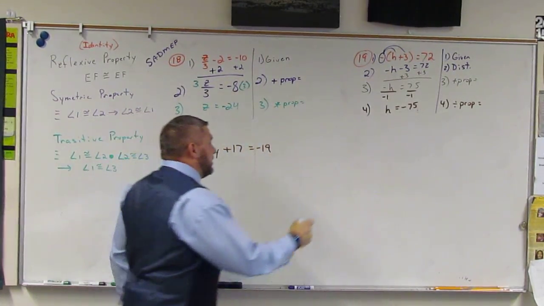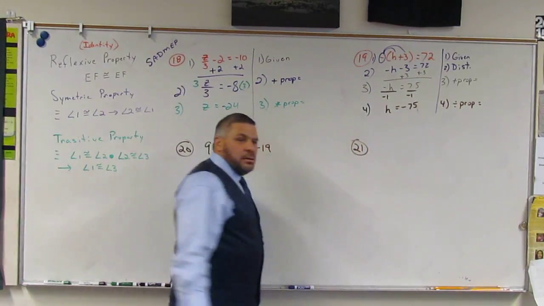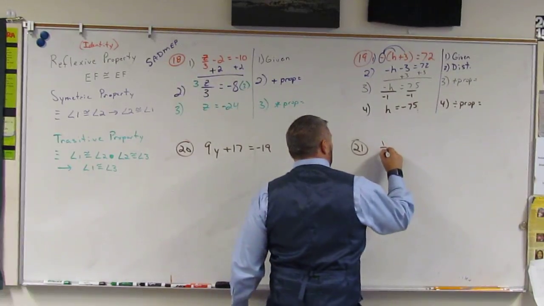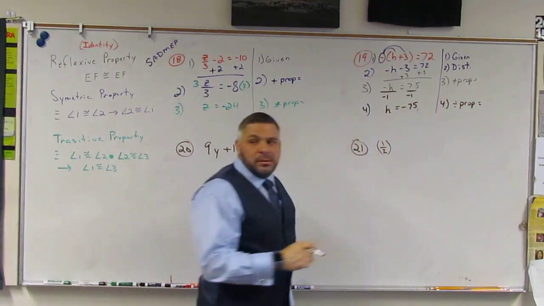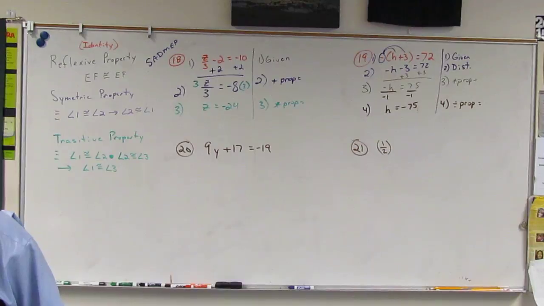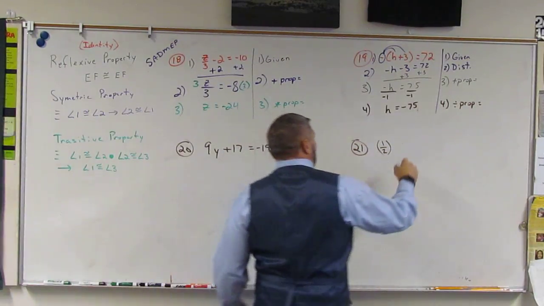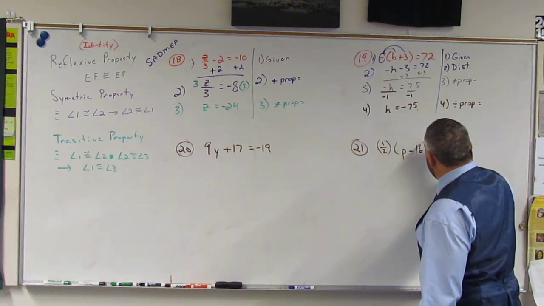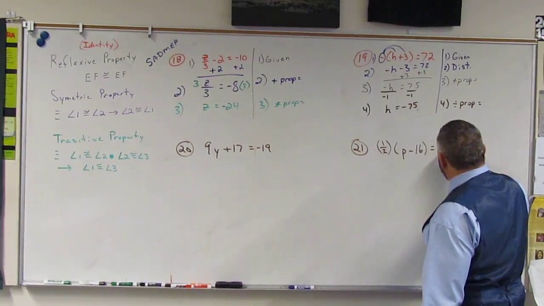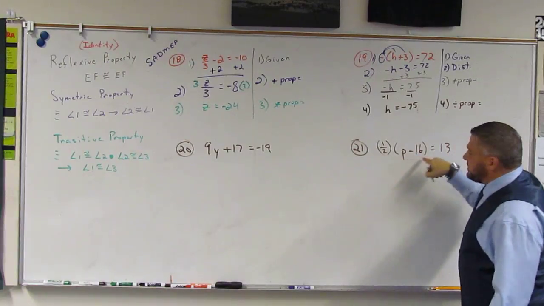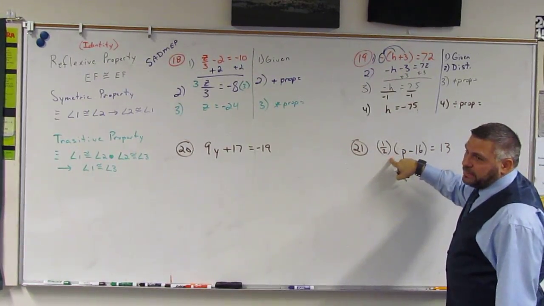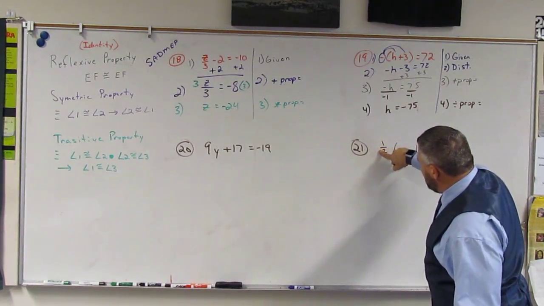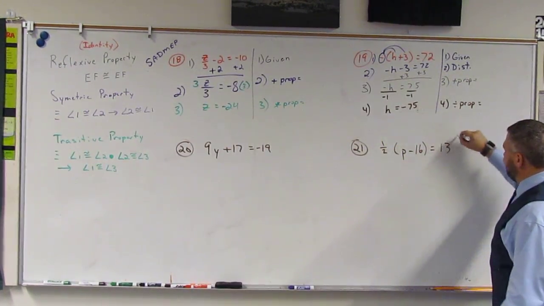Okay, and what's 21 say? One half in parentheses, p minus 16, equals 13. Yeah, and it's like this, in parentheses. Not the half. Just like that? Yeah. All right.